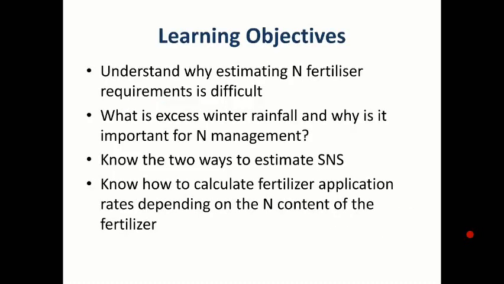So today we're going to really understand why estimating nitrogen fertilizer requirements is so difficult. We're going to talk about excess winter rainfall. So even though we're talking about nitrogen fertilizer, we're going to get into some soil water a little bit and rainfall. Why is it important for nitrogen management? There's two different ways to estimate what we call the soil nitrogen supply. So we'll go through that, and then we'll look at, again, our favorite subject, calculating fertilizer application rates. So those are the main things we're trying to achieve today.